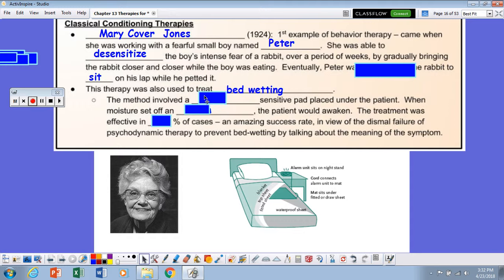The method involves a fluid-sensitive pad, such as the one you see pictured below here, placed underneath the patient. When the moisture sets off an alarm, the patient would be awakened. The treatment was effective in roughly 75% of all cases, an amazing success rate in view of the dismal failure of psychodynamic therapy to prevent bedwetting by talking about the meaning of the symptoms.